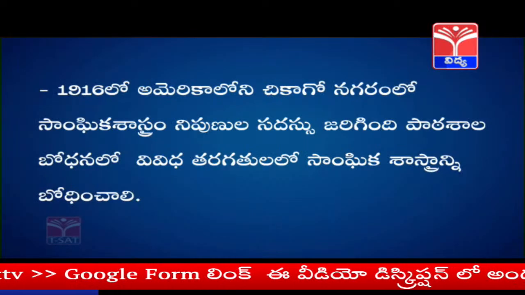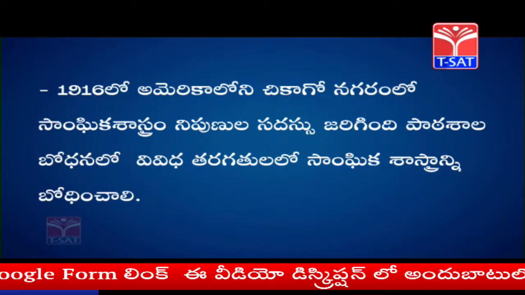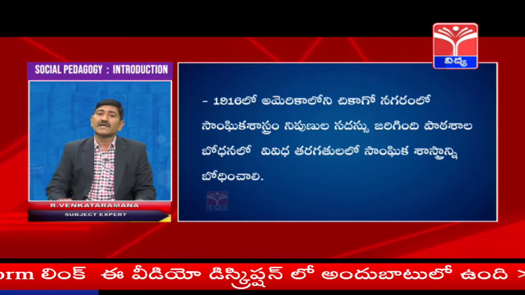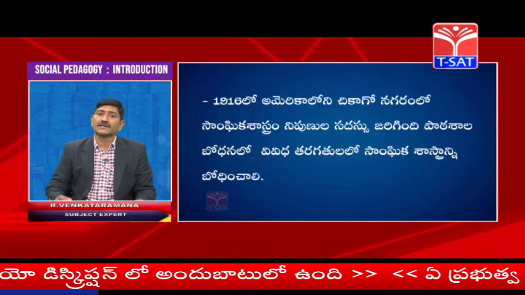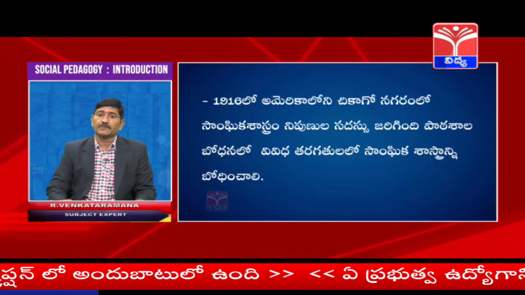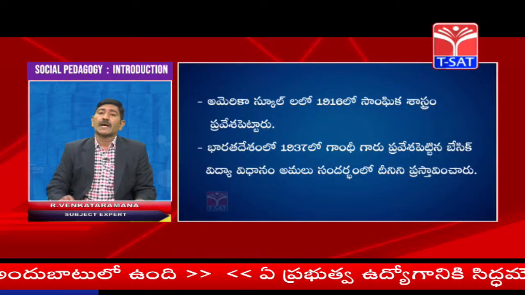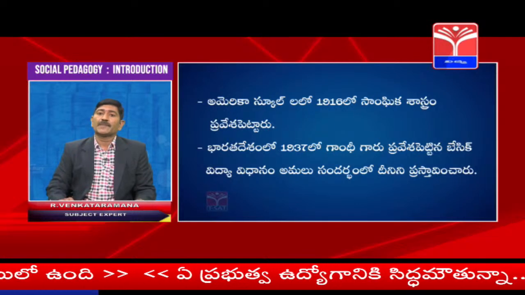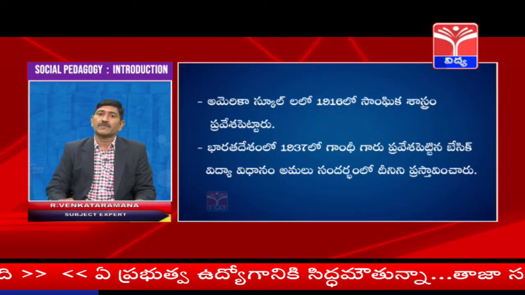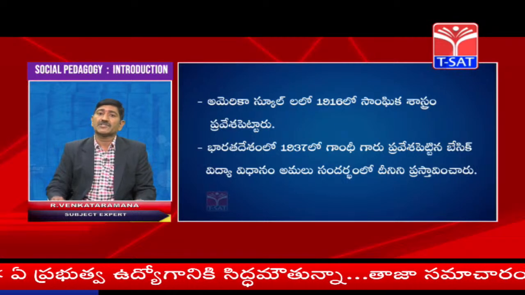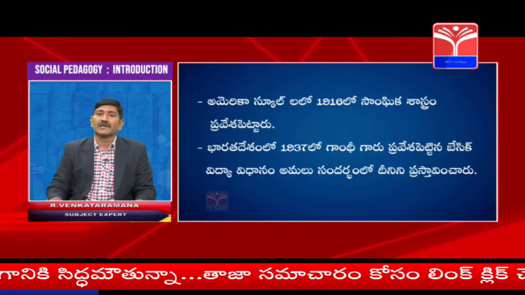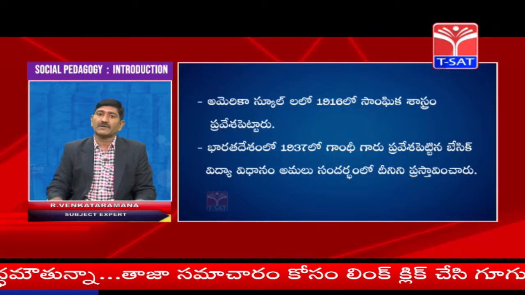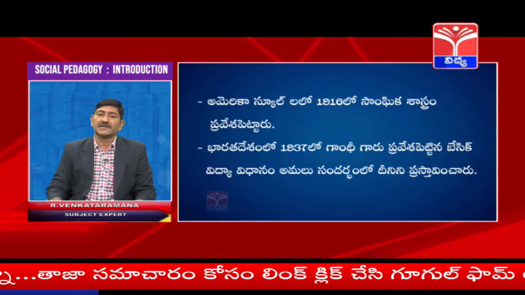వెరీ వెరీ ఇంపార్టెంట్ బిట్. చాలాసార్లు ప్రీవియస్ ఎగ్జామ్‌లో కూడా ఈ బిట్ అడిగాడు. ఏ సంవత్సరంలో సాంఘిక శాస్త్రం అమెరికాలో చికాగో నగరంలో చర్చకు వచ్చింది అంటే 1916లో. నెక్స్ట్, అమెరికా స్కూళ్ళలో 1916లో సాంఘిక శాస్త్రాన్ని ప్రవేశపెట్టారు. మొట్టమొదటిసారిగా ప్రపంచంలో సాంఘిక శాస్త్రాన్ని ఇంట్రడ్యూస్ చేసిన దేశం ఏంది అంటే అమెరికా, 1916లో. వెరీ వెరీ ఇంపార్టెంట్ బిట్, ప్రీవియస్‌గా చాలాసార్లు అడిగాడు.